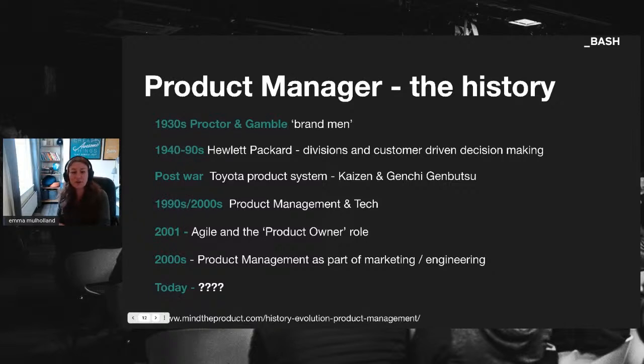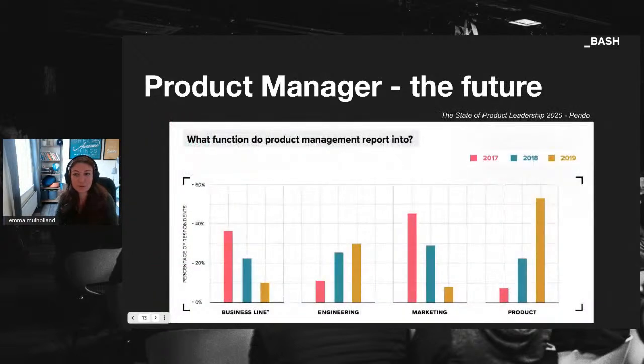And then that evolved into product management as part of a marketing and engineering role. Today, what has been really interesting in the last few years is that product has got to the point where it is seen as so valuable within a company that it is a standalone function. Even between 2017 and 2019, there was a big shift in where reporting sat within a company. So I've been doing product, but it's been called a lot of other things, for about 15 years.